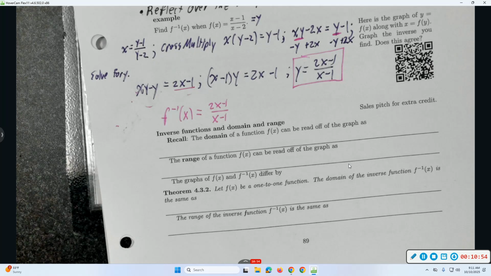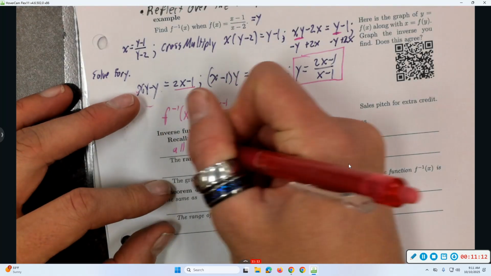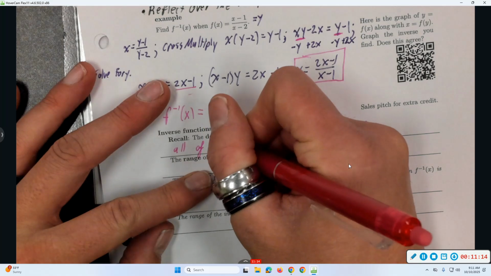All right. So let's read off a few more things. Maybe we'll be motivated by this a little bit. Let's talk about domains and ranges. If I give you any graph, how do you read the domain from the graph? All x values on the graph. How about the range? The y values.